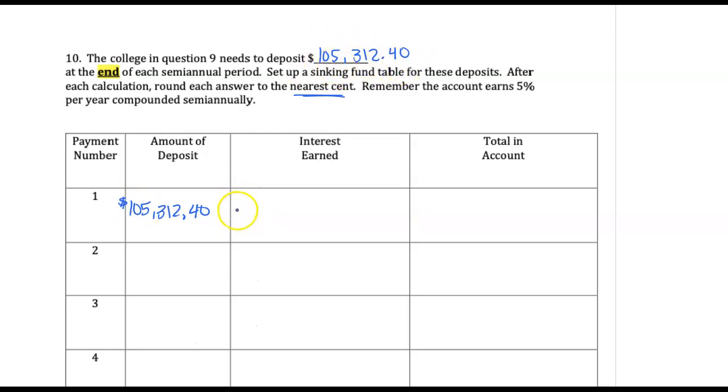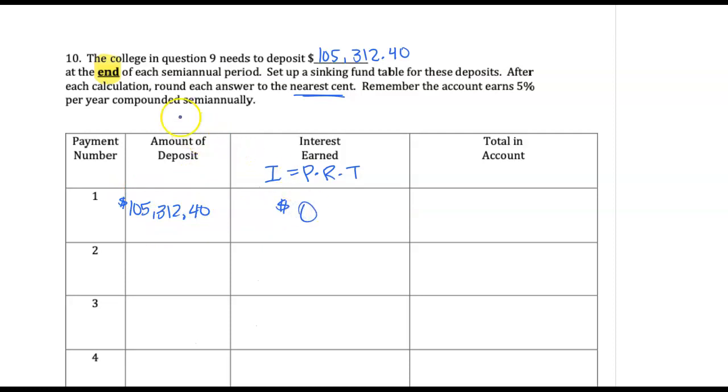The amount of interest earned, we're going to calculate using simple interest, I equals P times R times T. But remember that payments are made at the end of each semi-annual period. So for this part of the interest, no deposit has been made, so there is no interest yet.